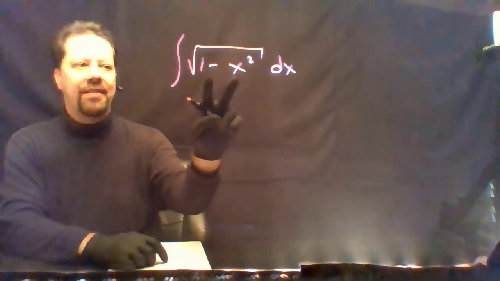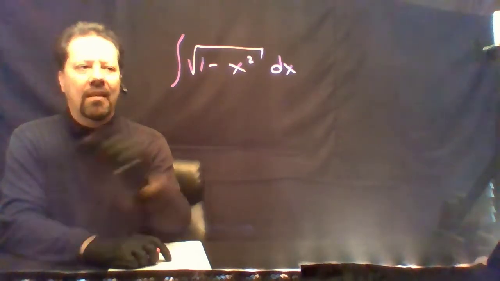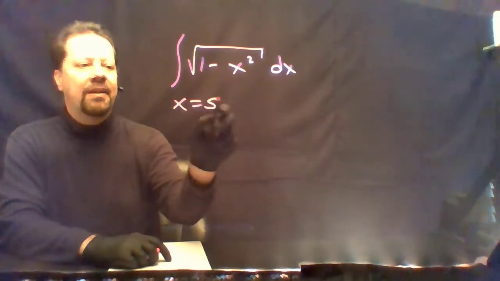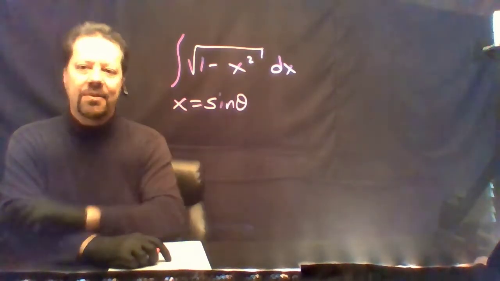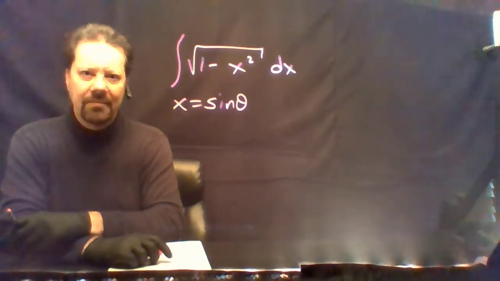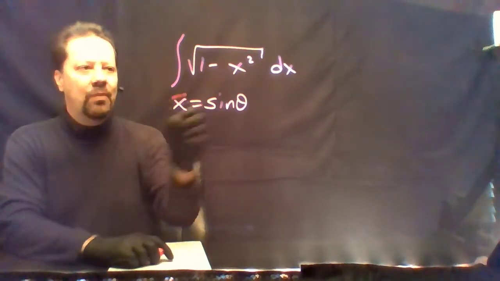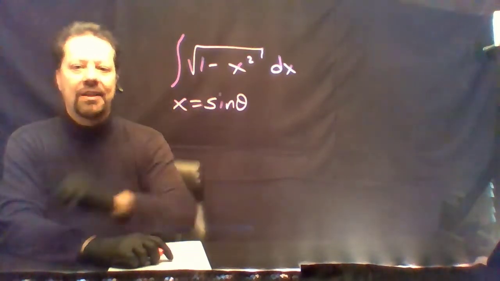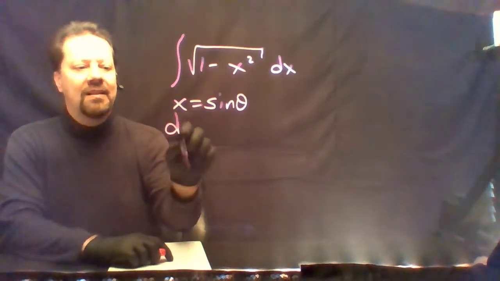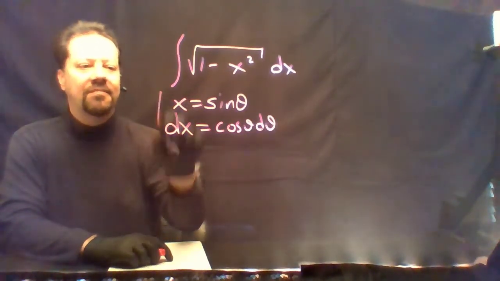On this problem, we have a difference of squares under a radical. That's definitely a trig sub. And because it's in the form 1 minus x squared, we choose x equals sine theta as our substitution, because 1 minus sine squared is cosine squared, and the square root of cosine squared will then end up being cosine. We convert a difference of squares into a perfect square using Pythagorean identities. Dx then is cosine theta d theta.